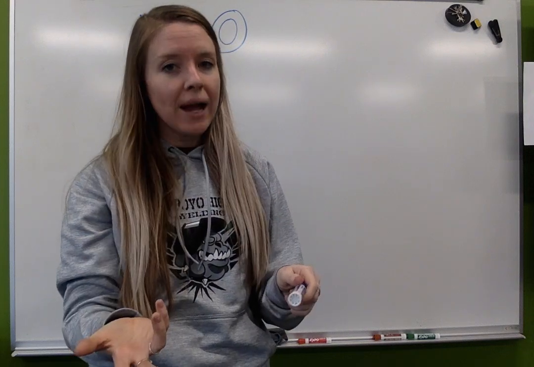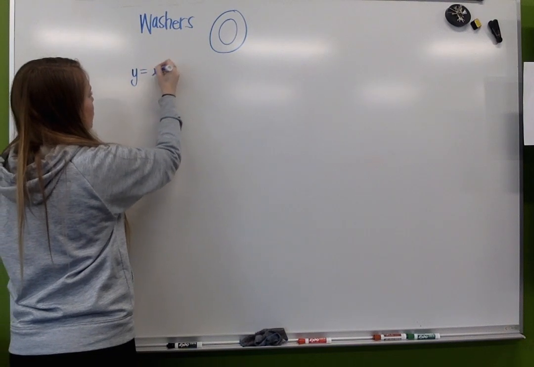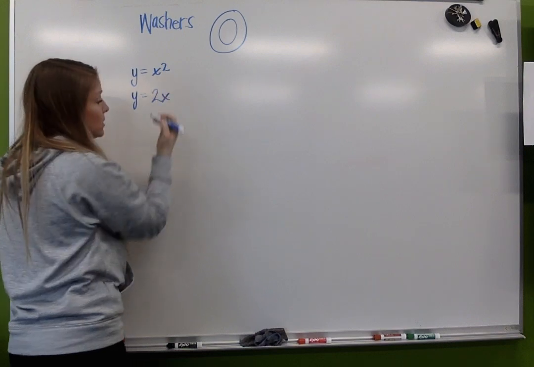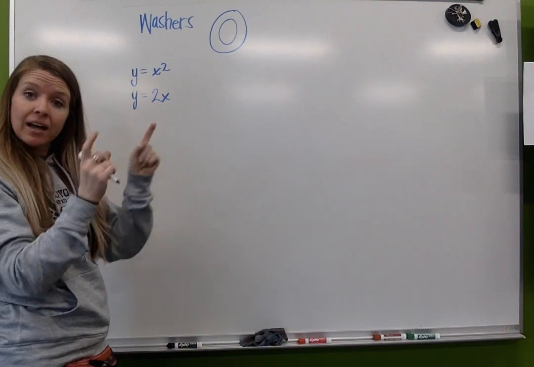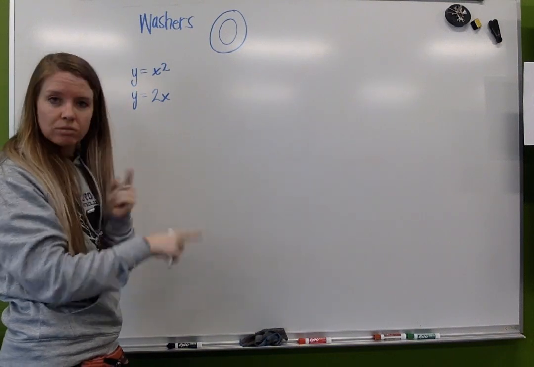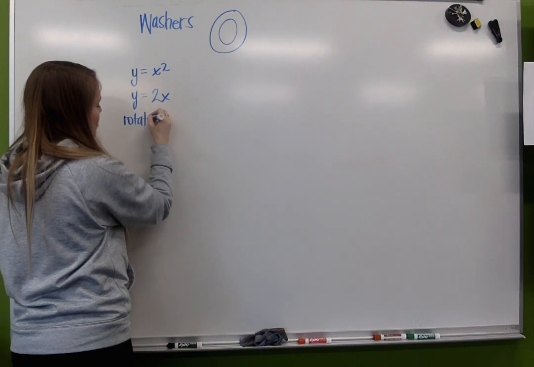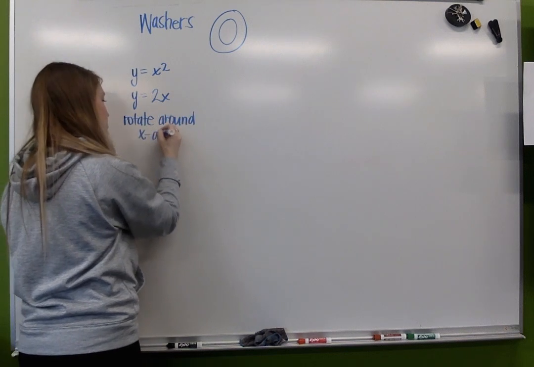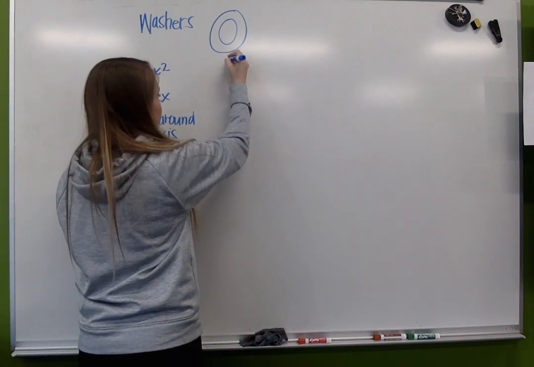Okay? So for my example, I'm going to take the 2 functions, y equals x squared and y equals 2x. I'm going to take the area that is bounded by these 2 functions and rotate it around the x-axis. So we'll put that here, rotate around the x-axis. All right, so let's look at a visual here.